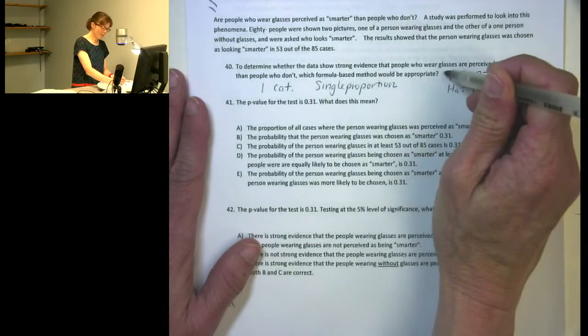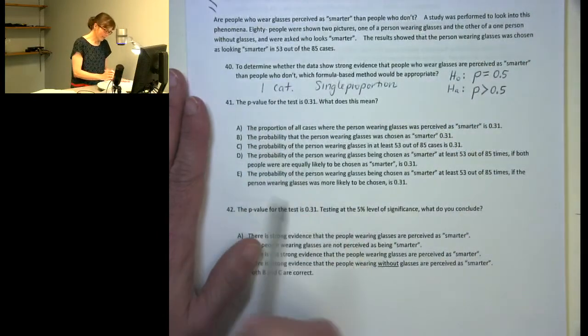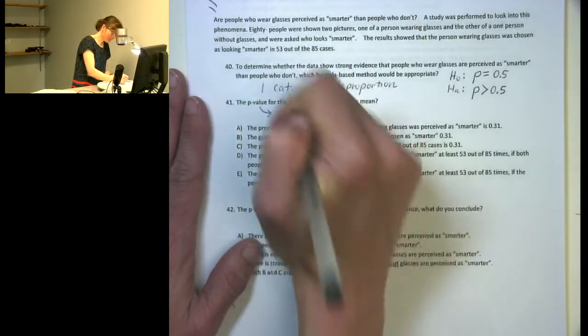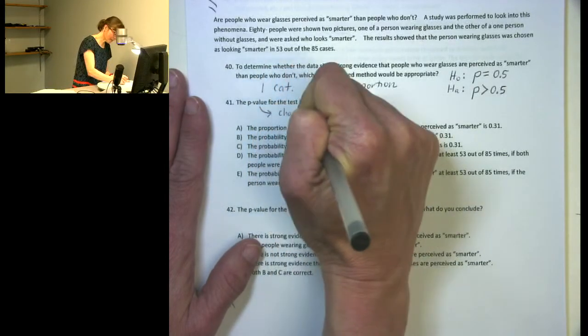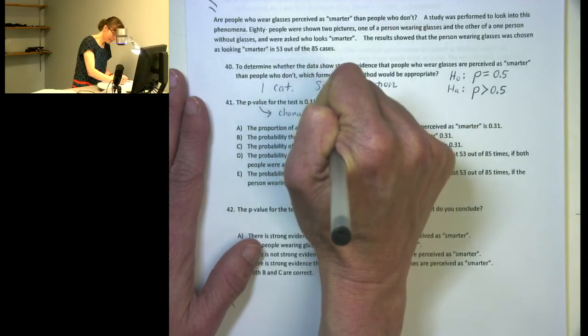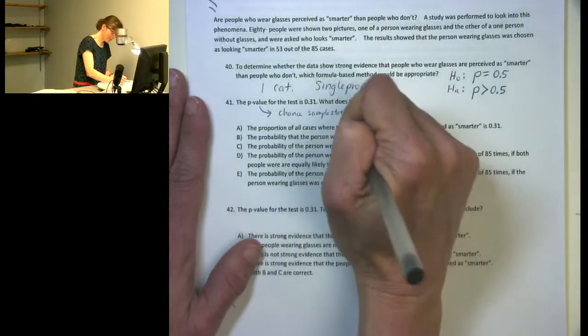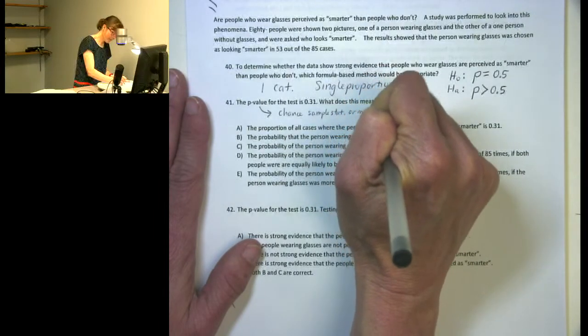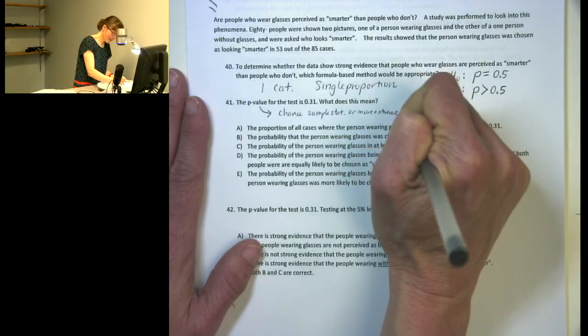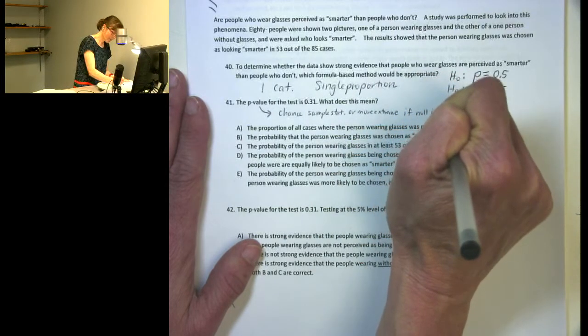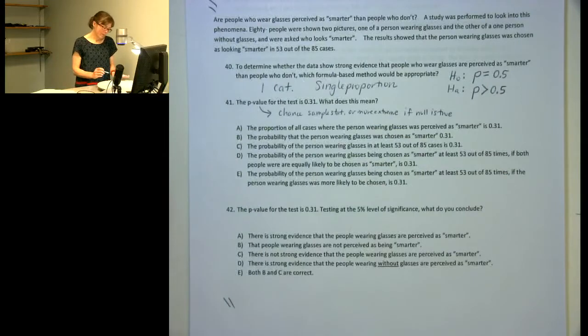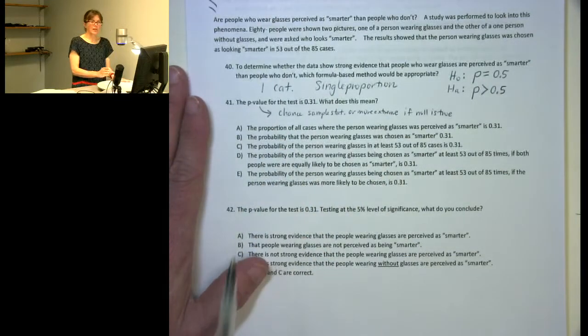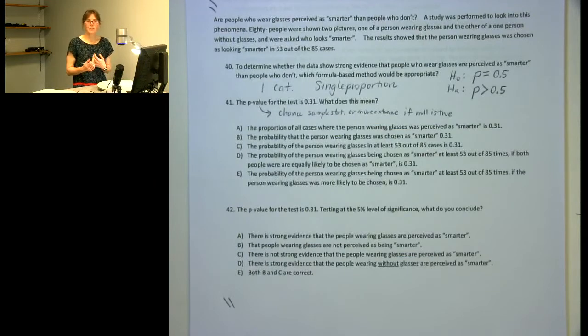First of all, we're interpreting it. So the p-value, remember, is the chance of seeing our sample statistic, or more extreme, if the null hypothesis is true. So what I'm looking for in my answers here, I'm looking for two things. I'm looking for an answer that talks about the chance of seeing this sample's result, and I'm looking for something that talks about seeing that if the null hypothesis is true.